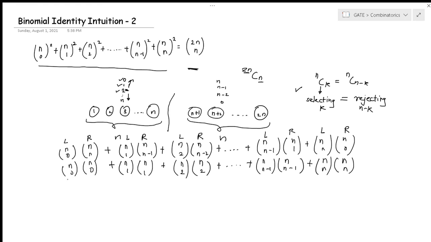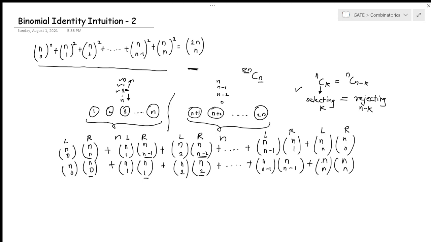Now let's see what's going on here. What I did is choose n elements out of n elements, so it's as good as rejecting 0 elements out of n elements. Similarly, here I was choosing n minus 1 elements out of n elements, so it was as good as rejecting one element out of the n elements. Here also the same logic: choosing n minus 2 elements from the n elements is as good as rejecting 2 elements from the n elements.